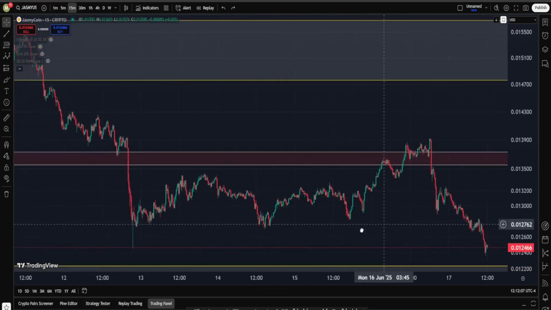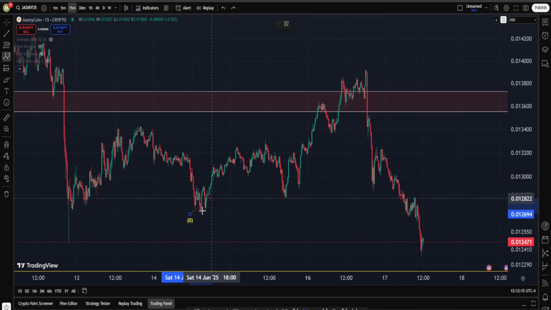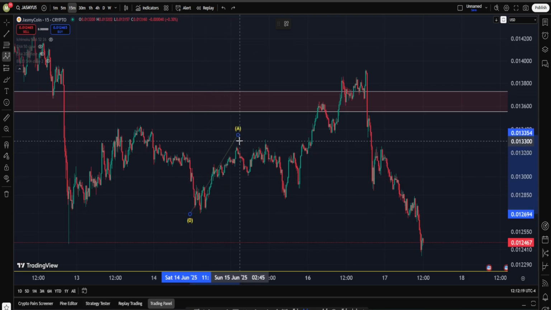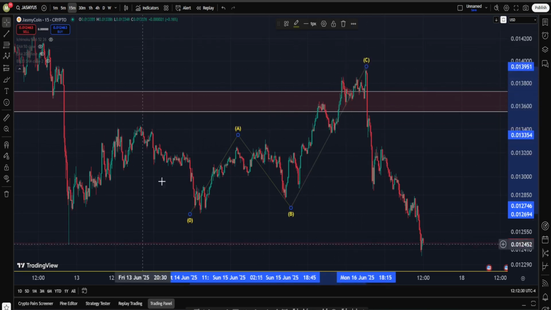Now, in terms of the shape of this correction, I believe yes, we can actually argue that starting from this point we are having a 1, 2, 3, 4, 5 wave up into A, followed by most likely an A, B, C flat into wave B, and yet another 1, 2, 3, 4, and then 1, 2, 3, 4, 5 wave up into wave C. So this is so far an ABC zigzag.